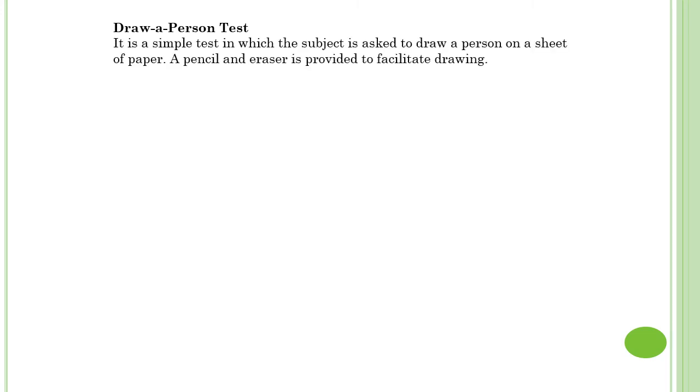The last test under the projective technique is known as the draw-a-person test. Very simple, but it is very hard to analyze again. It is a very simple test in which the subject is asked to draw a person on a sheet of paper, and a pencil and eraser are provided to facilitate drawing.